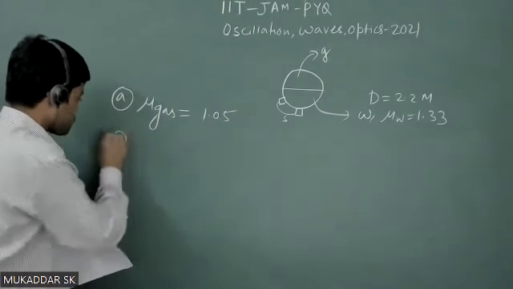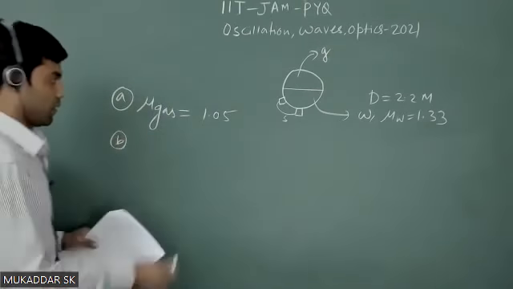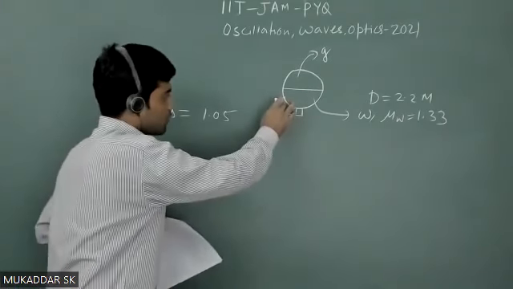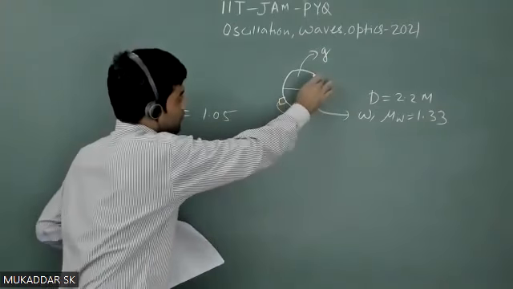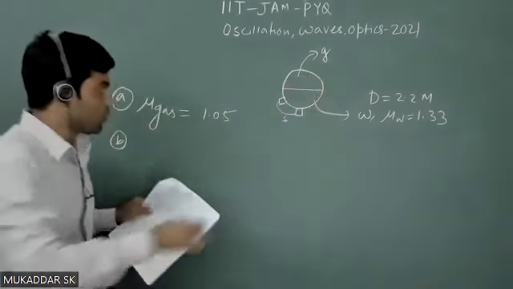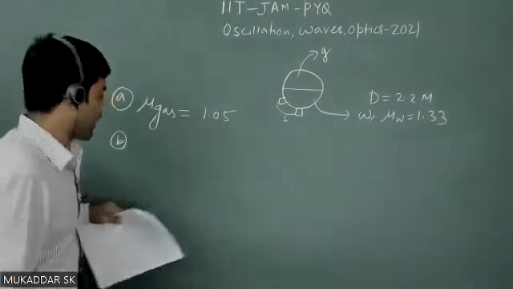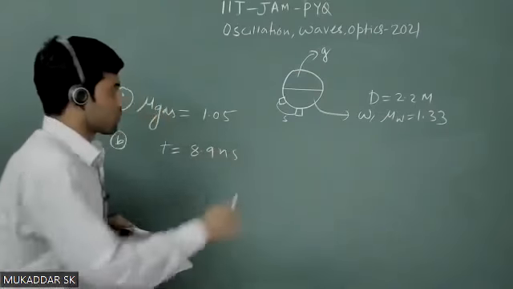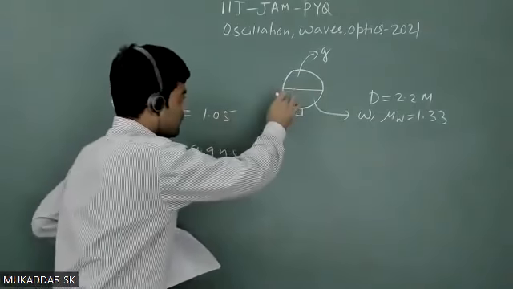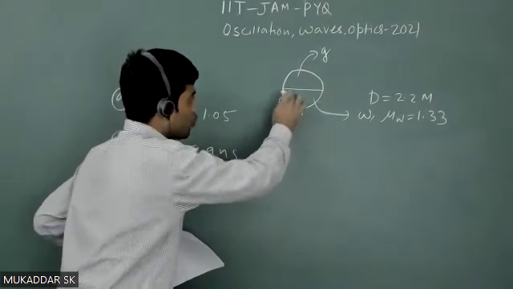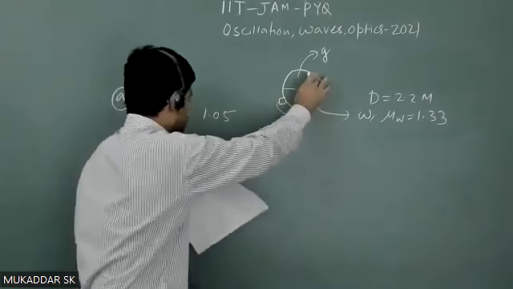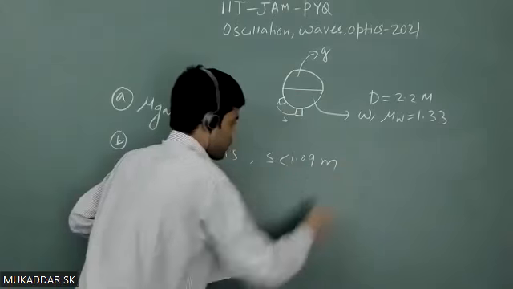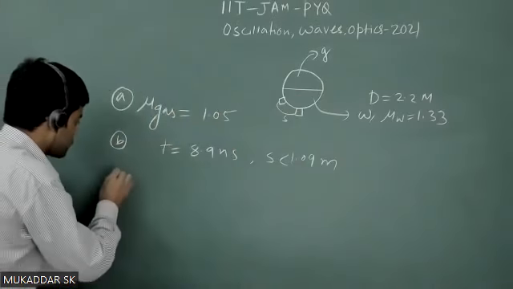Second option: the time taken by this ray to travel from the source to the rim will be 8.9 nanosecond. So the time taken by light traveling from the source to the rim will be 8.9 nanosecond when s is less than 1.09 meter. I'll check this also.